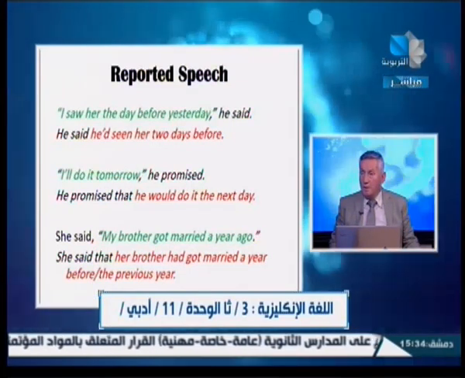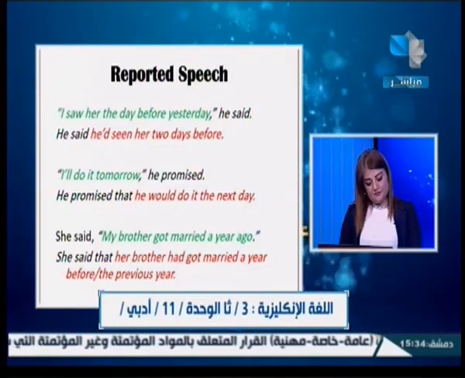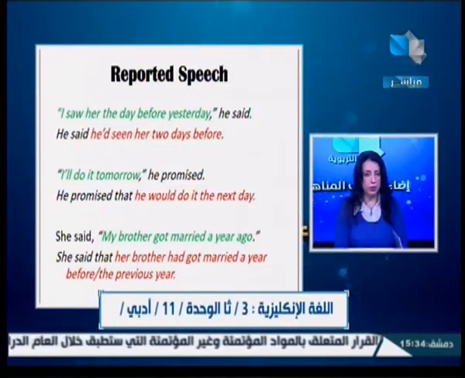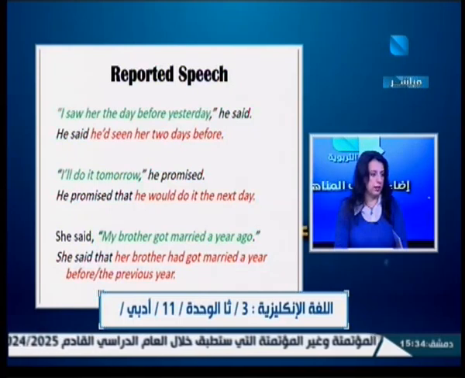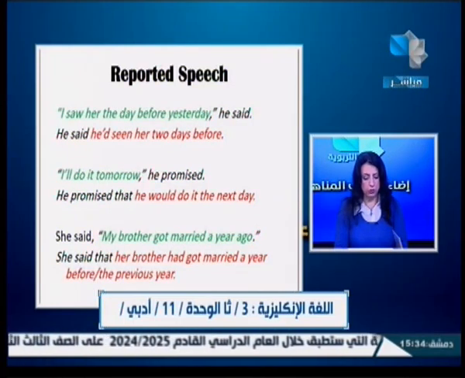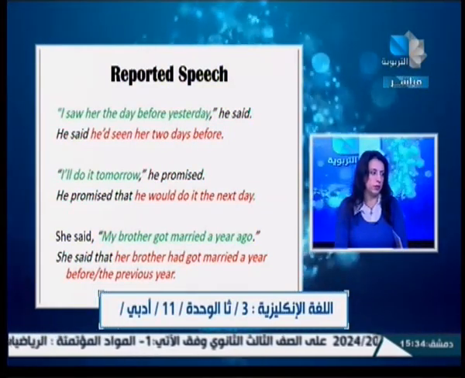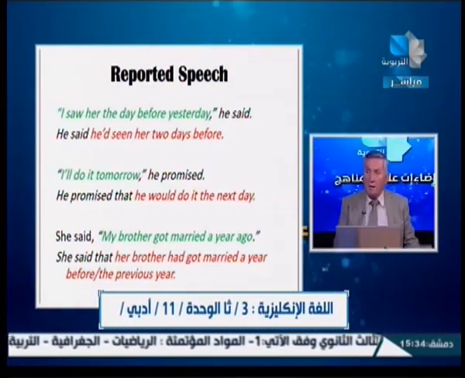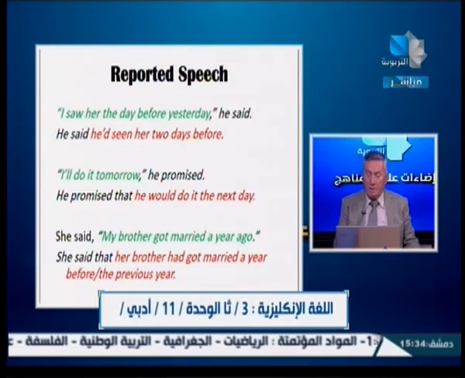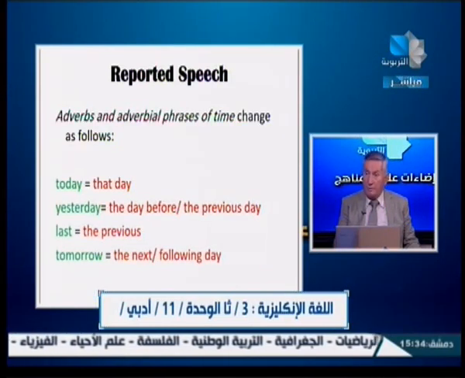She said, my brother got married a year ago. She said that her brother, instead of my brother, we use her brother, got married a year before or the previous year. Instead of ago, we again use before. Got married becomes had got married. Of course, simple past becomes past perfect.